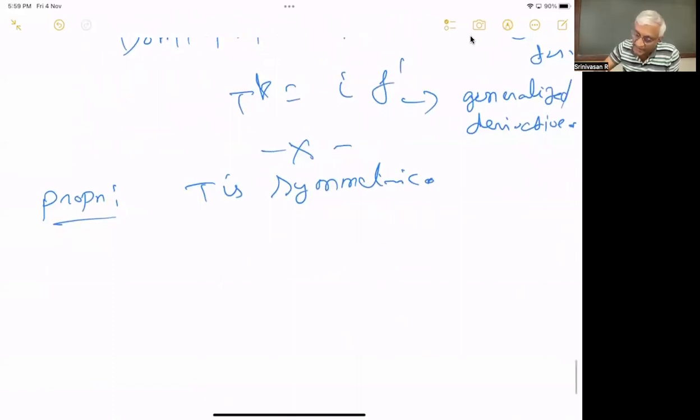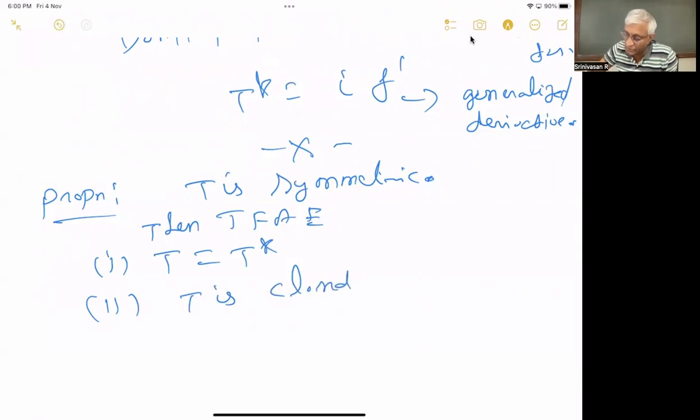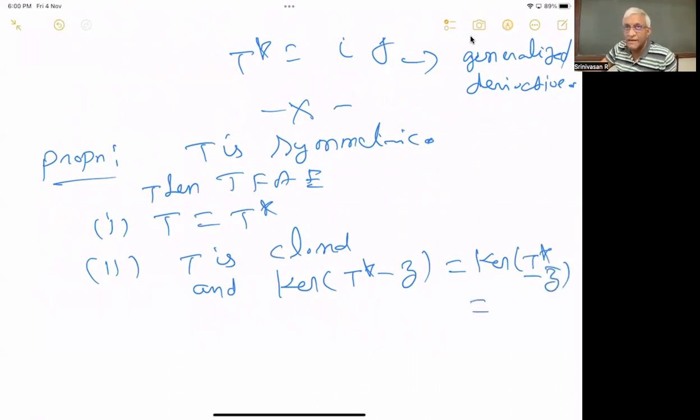So this is the condition. Suppose T is symmetric. Then the following are equivalent. One, T equals T star. Two, T is closed, of course, T equal to T star means it is closed, and the kernel of T star minus z equals the kernel of T star minus z bar, which equals 0 for all z in C minus R. You can just take i, the imaginary number, it is enough, but we can take general z. We will use it for just i.